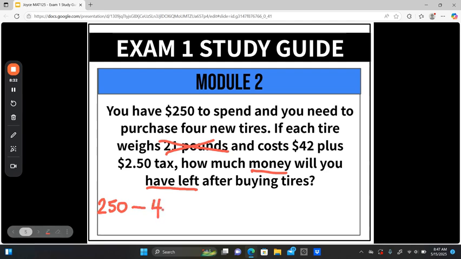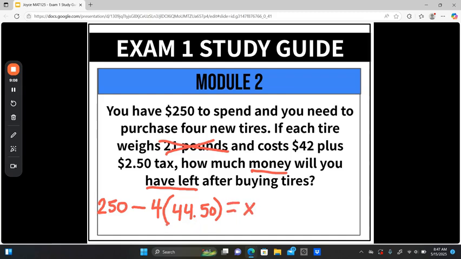And if we have 4 tires, each one costs $42 plus $2.50 tax. So total for 1 tire, that's going to give us $44.50. Now, how did I get that? I simply added the 42 plus the $2.50 tax for each tire. And then we multiply that by 4 because we need 4 tires. And this will give us how much money we have left.